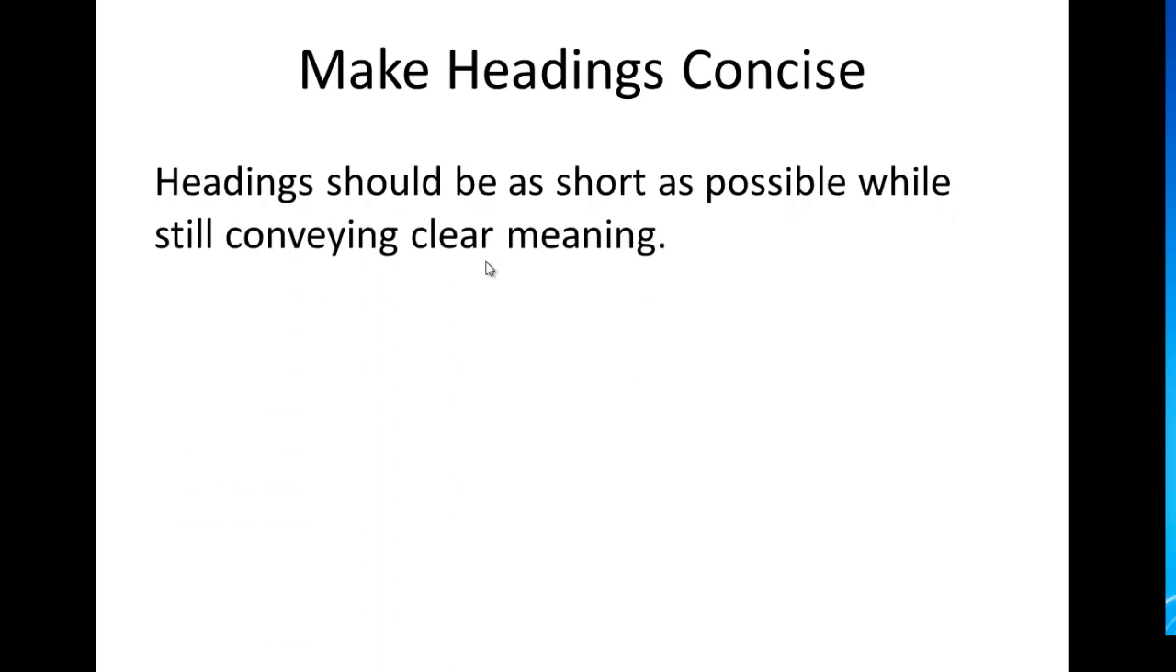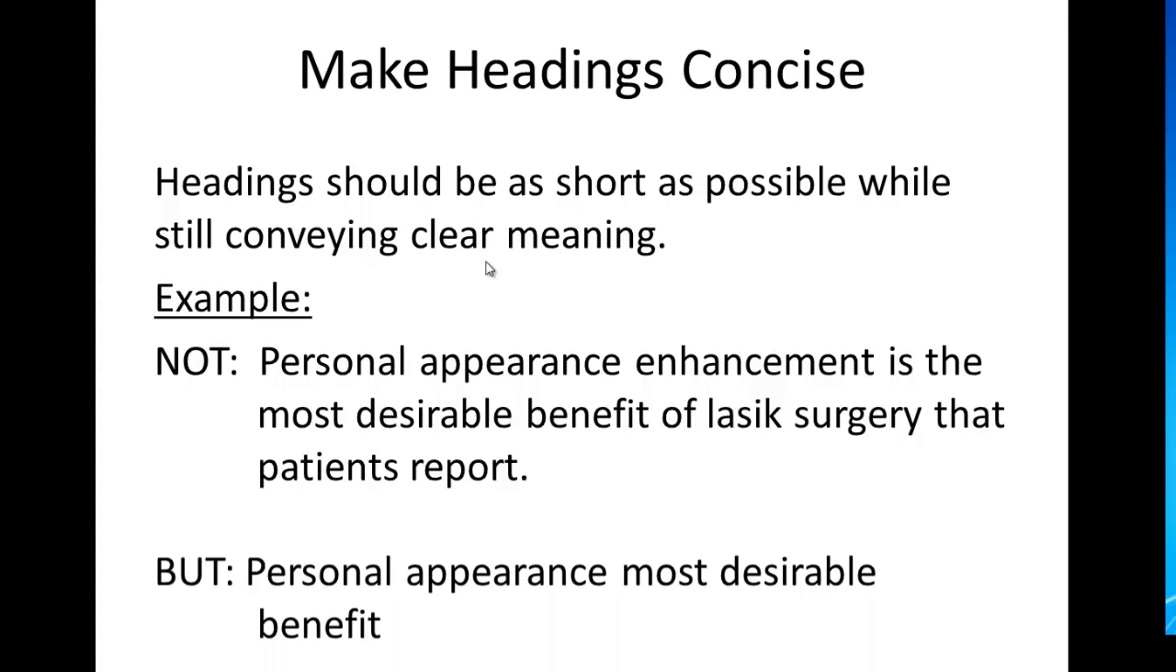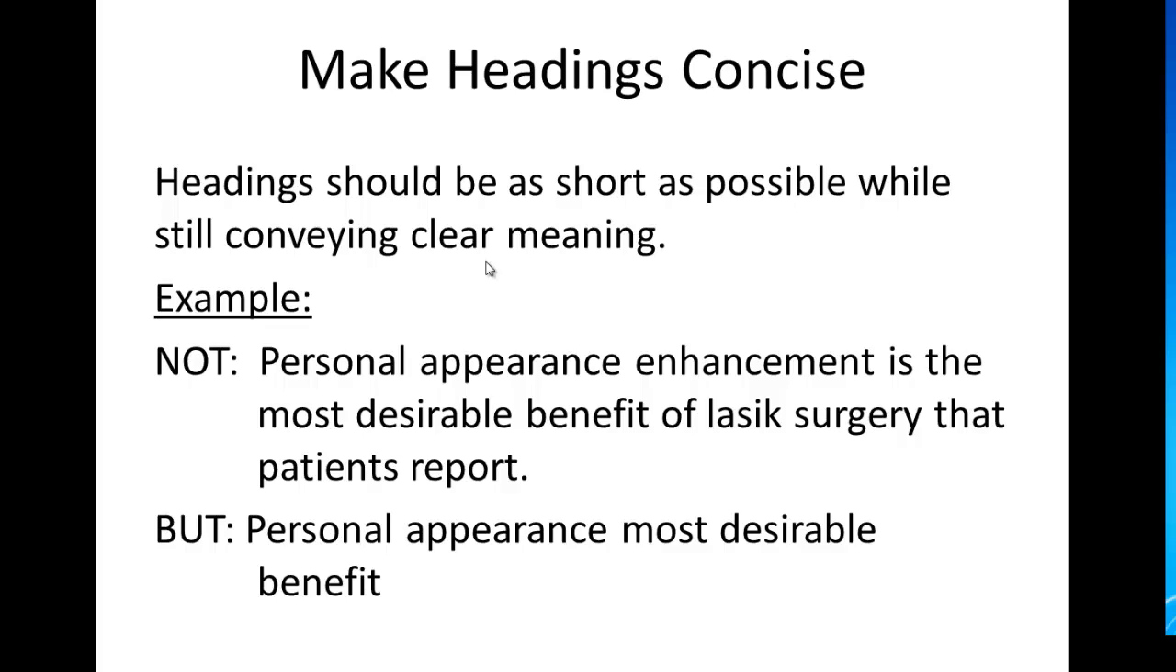So we also need to make headings concise. We've talked about the different types of headings. Let's look at how we make them concise. We want them to be as short as possible, but we still want to convey clear meaning. So let's give you some examples. This would be a poor example of a heading: Personal appearance enhancement is the most desirable benefit of LASIK surgery that patients report. It's really more of a sentence, and it can get confusing to the reader. Plus it doesn't look good in the document, being as long as it is. Rather, we would say personal appearance most desirable benefit. More concise, yet it is clear.